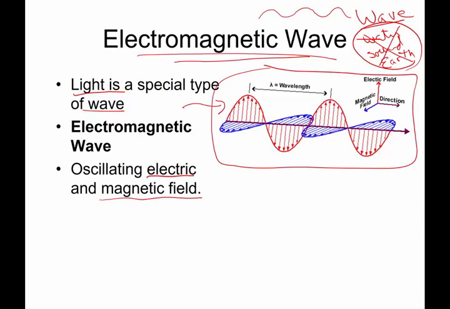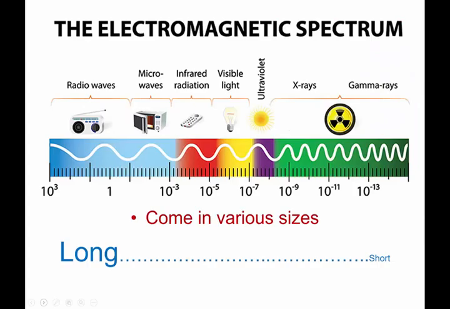But all electromagnetic waves have a collection of properties in common. So let's start talking about these. Electromagnetic waves come in various sizes. They are all the same thing. It's sort of like they're all pasta.